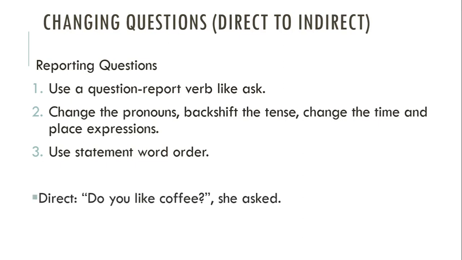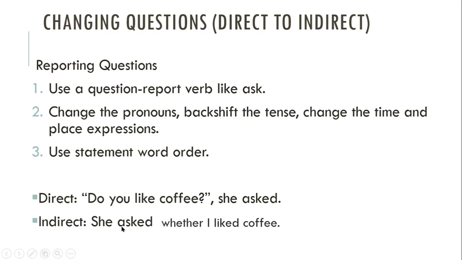So the next one: do you like coffee? She asked. Firstly, we will write down the reporting verb. She asked, do you like coffee? So this is written in present tense. Since the verb is written in past tense, we are backshifting this statement into past tense. Since this is present indefinite, we are backshifting the tense of this sentence into past form. So she asked whether, oh, here we have one more thing.